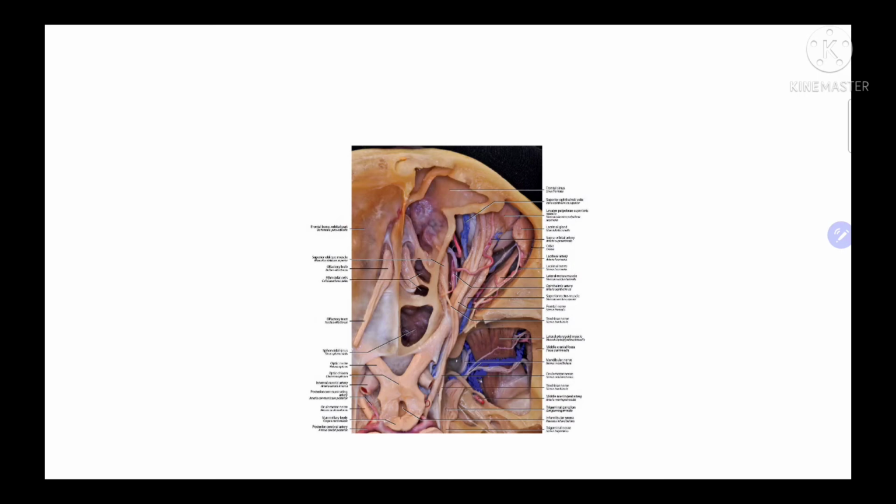Again, we can see the optic nerve. Sorry, the oculomotor nerve. You can see here going between these vessels. Remember the vessels: the superior cerebellar artery inferiorly to the nerve, and superior to the nerve, the posterior cerebral artery.